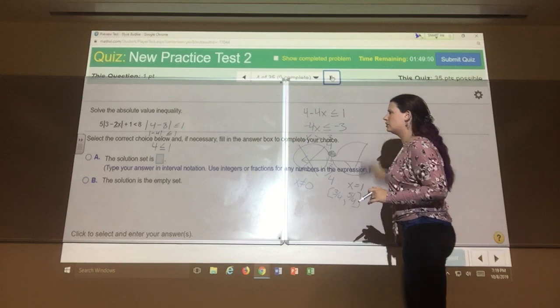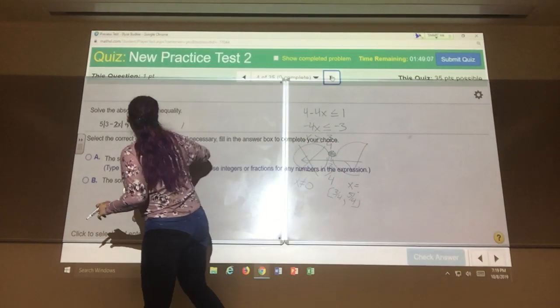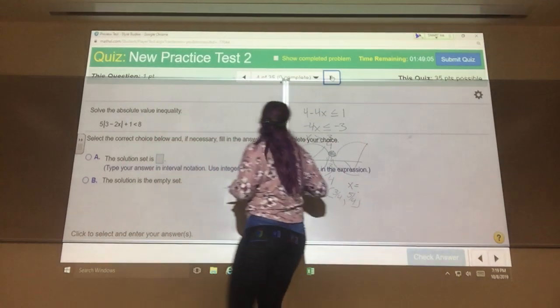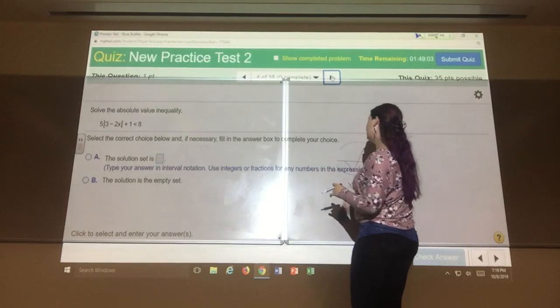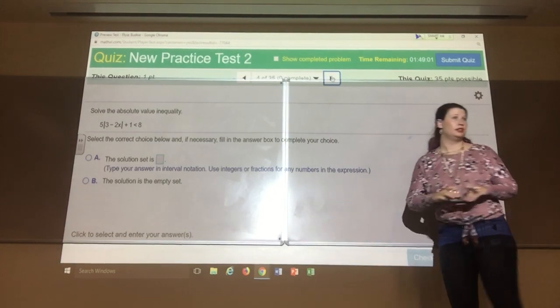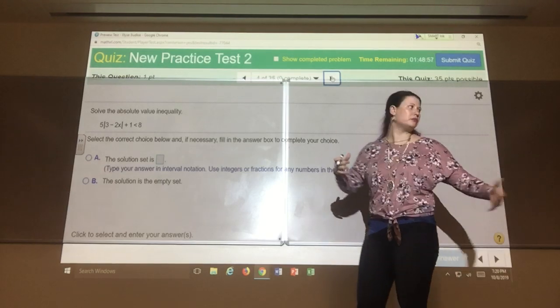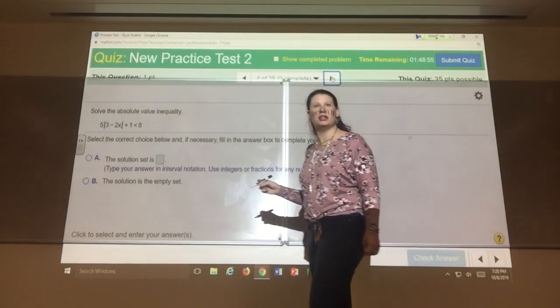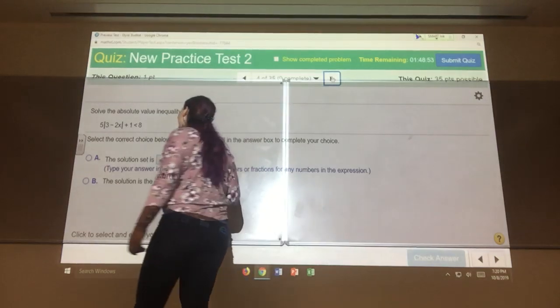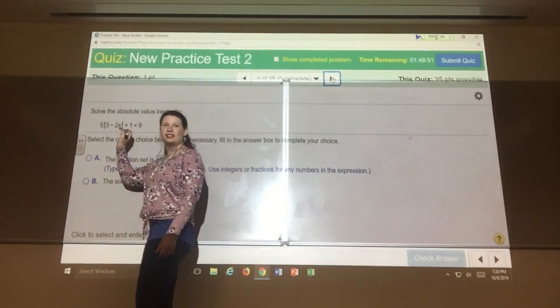How about that one? Yes? Let's do it out. I'm assuming that I'm going to be doing most of the absolute value problems on the practice test. What's the first step?